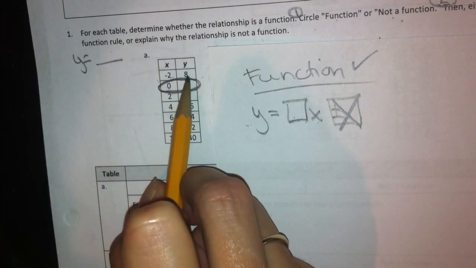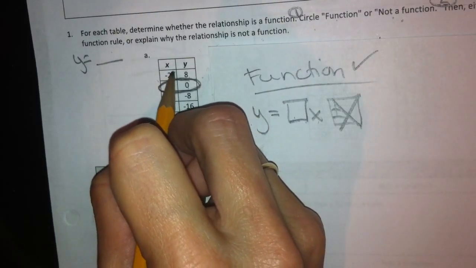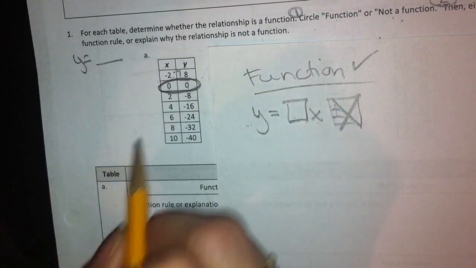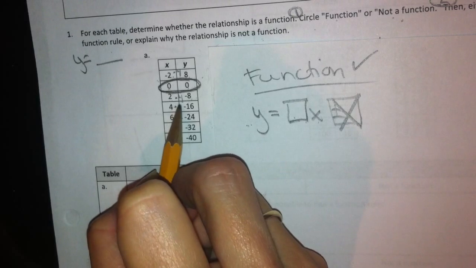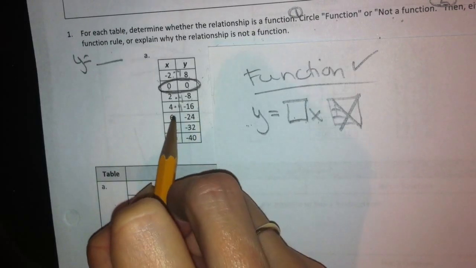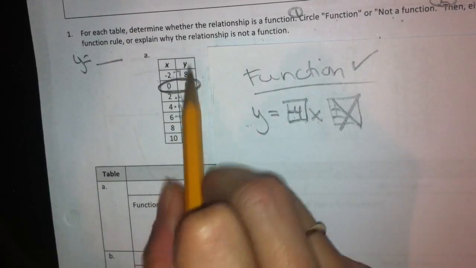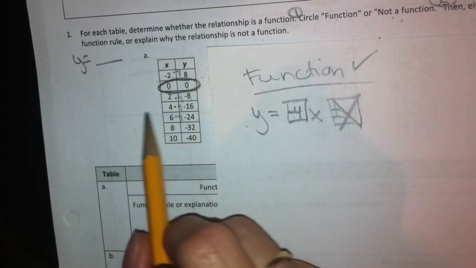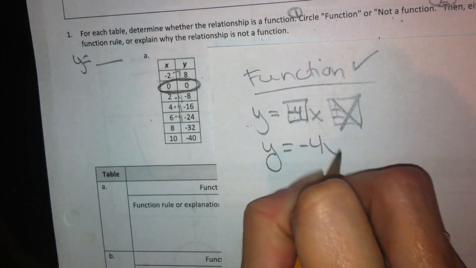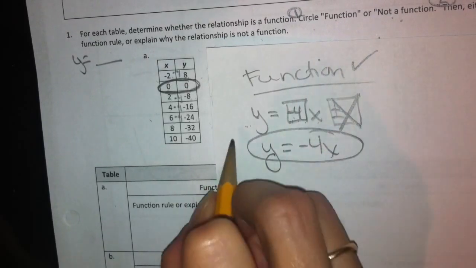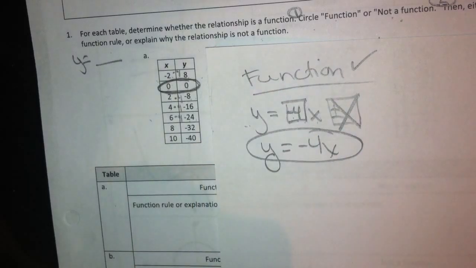To get from -2 to 8, I'd have to multiply by -4. Well, let's try that. 2 times -4 is -8. 4 times -4, -16. 6 times -4, -24. So what we have to do is this number y is always equal to the x times -4. So there's your rule right there. Y is equal to -4 times x. Your output is always your input times -4.